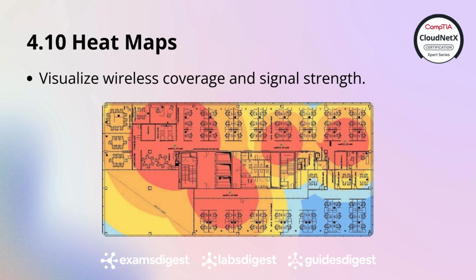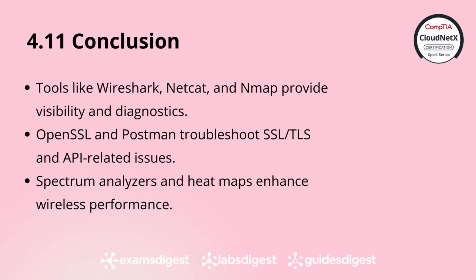Heat maps, on the other hand, visualize wireless coverage and signal strength across a physical space. By analyzing a heat map, you can identify dead zones or areas with weak signals and adjust access point placement or configuration accordingly. In summary, mastering these network tools is essential for diagnosing and resolving a wide range of issues.